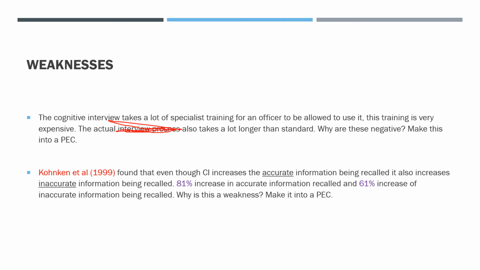So this would be your E. Your P would be that there is evidence that it increased inaccurate information. Your E is done. Think about your comment. What implications does that have on the legal system?